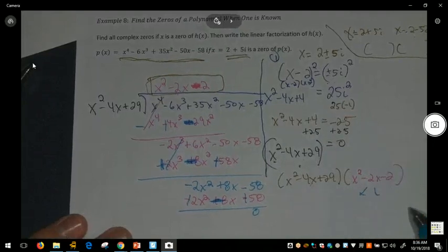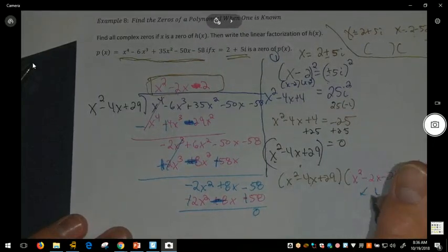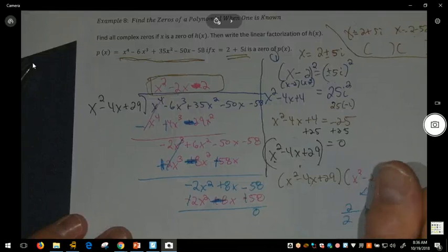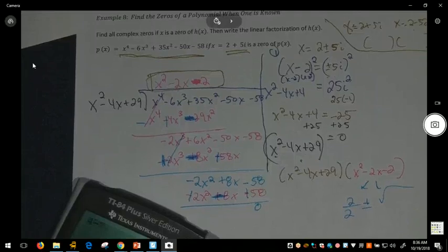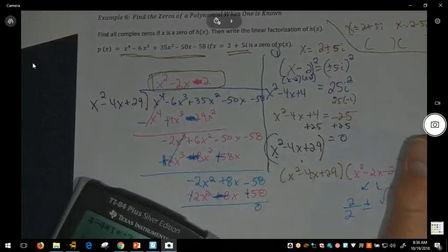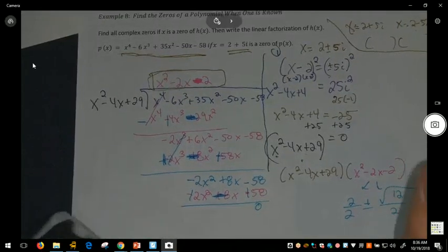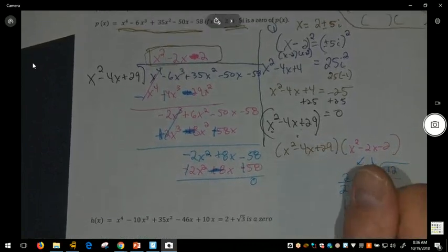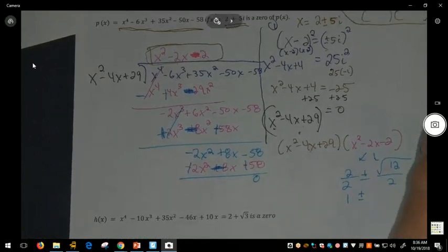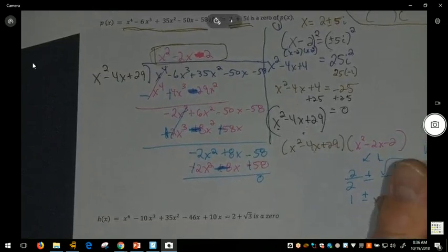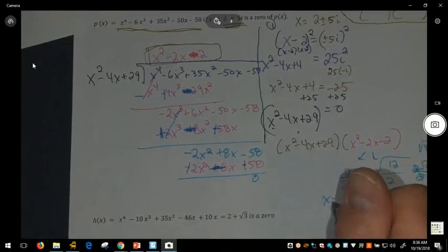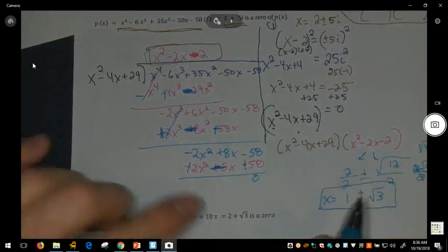So to get the zeros for this one, I have to do the quadratic formula. Opposite of b over 2a plus or minus the square root of b squared minus 4 times a times c, which is the square root of 12, over 2. This gives me 1 plus or minus, 12 is 4 and 3, so 2 square roots of 3 over 2, 1 plus or minus the square root of 3. There are my remaining zeros.